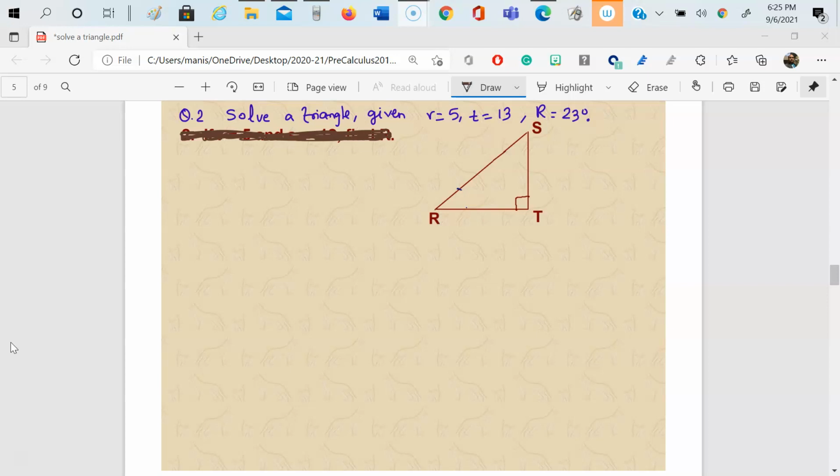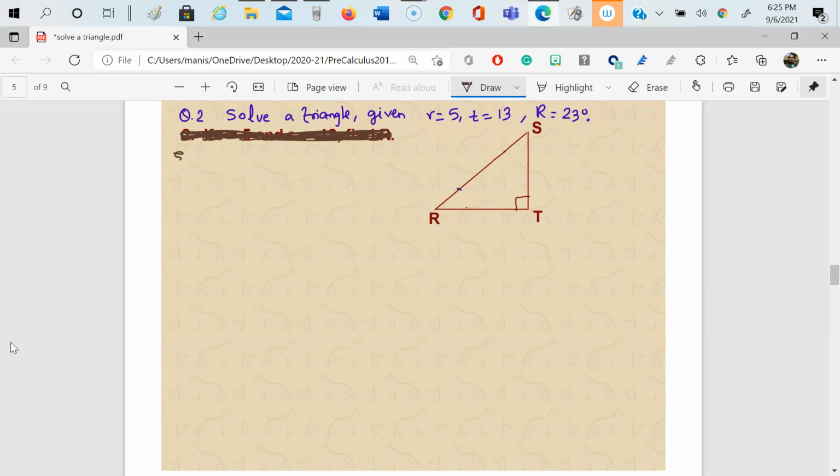Alright, question number 2. Solve a triangle. Again, whenever the question says solve a triangle, you have to find 3 angles and 3 sides of the given triangle. Sometimes they will be giving you different values, and based on that, we find our remaining unknown values. Solve a triangle given lowercase r is 5, t is 13, and uppercase R is 23.